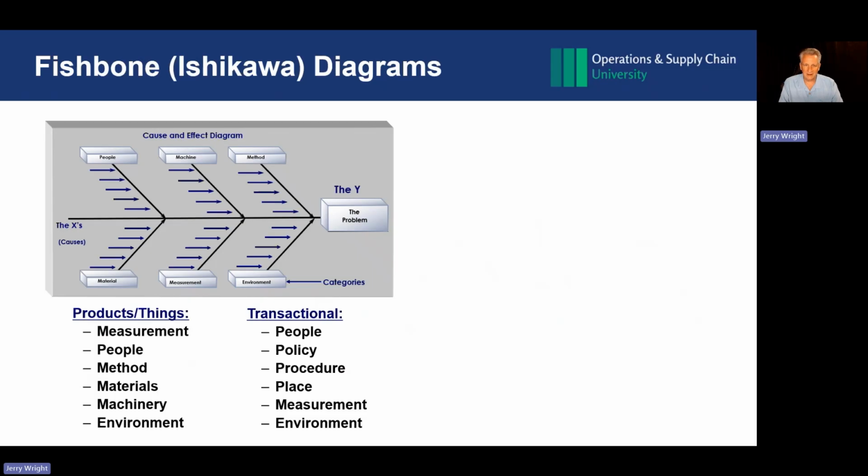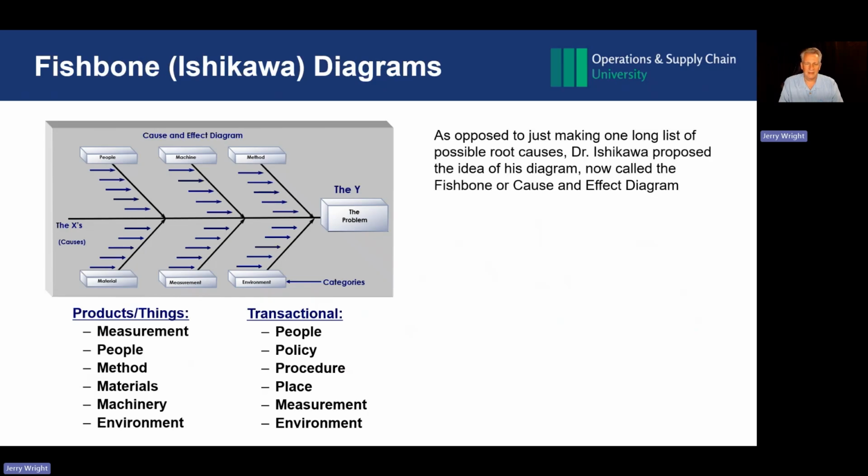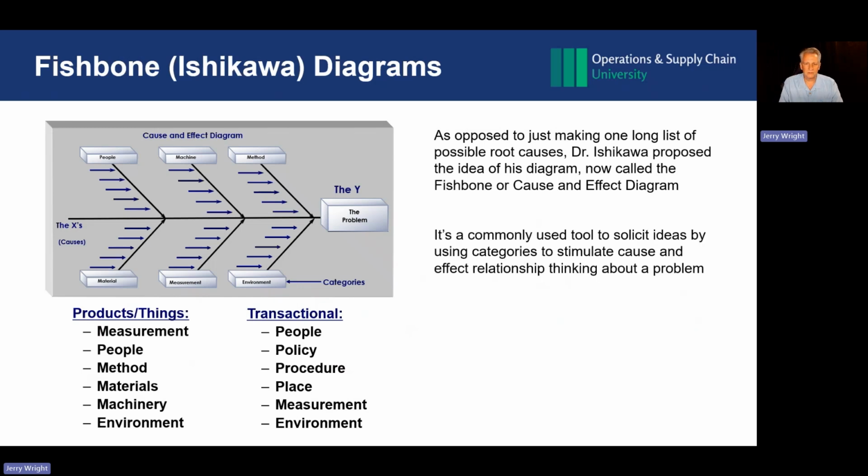Now, in a cause and effect diagram, nowadays, there's typically 6 bones. There's products and things bones or transactional bones. It depends on what type of problem you're addressing for what the categories are called. Now, some people would say, well, why don't we just make a list of possible root causes? Well, Dr. Ishikawa proposed this idea of the diagram to be more cause and effect related. It's a common tool now used to solicit ideas to stimulate cause and effect thinking about a problem.